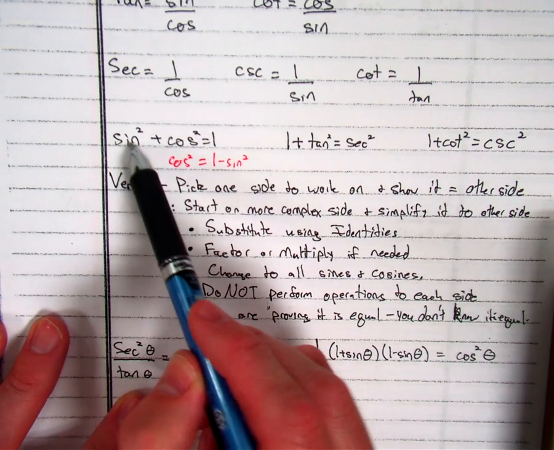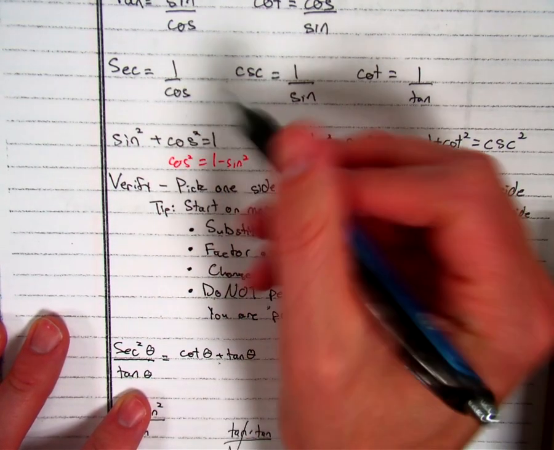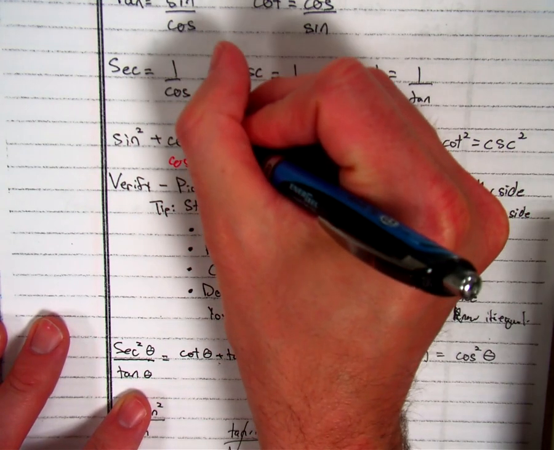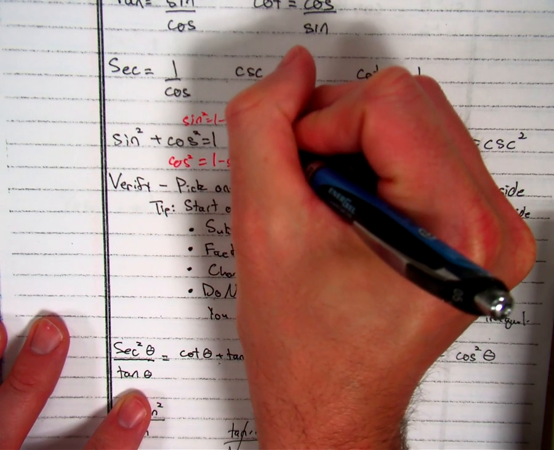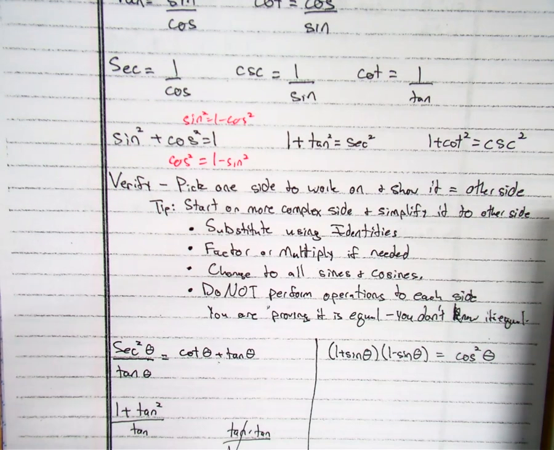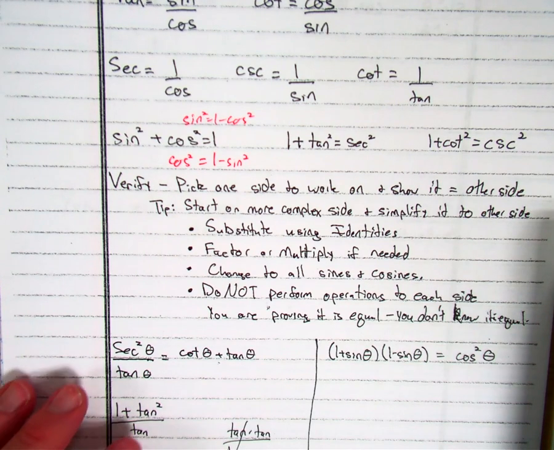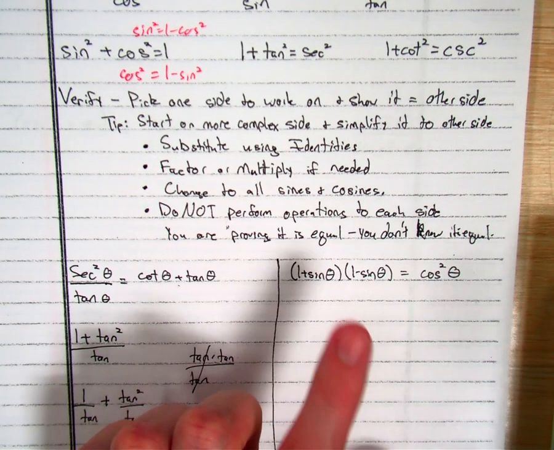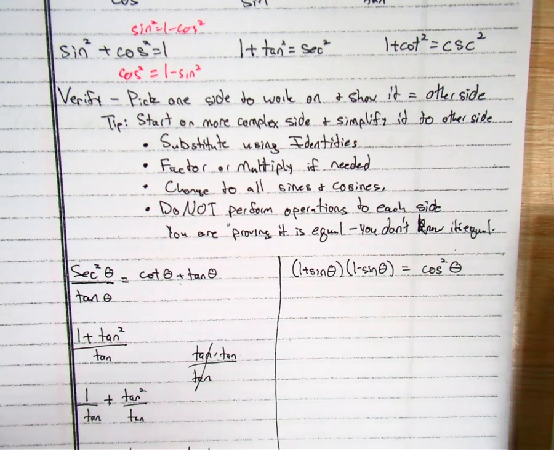Or maybe it's just sine squared. So if we needed sine squared by itself, we could subtract the cosine squared over, and we might see 1 minus cosine squared. So you can move these around to get one of them by itself or a different one by itself if the one you currently have doesn't work out. Alright, so I want you to go ahead and push pause and give that one a try.